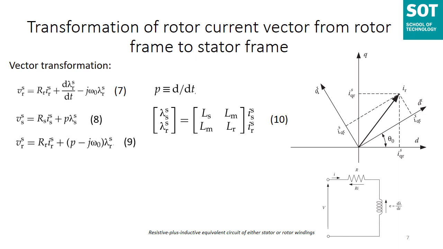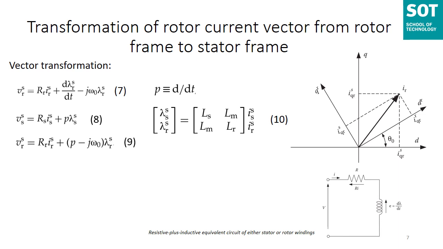Please do note and refer to the per phase equivalent circuit of the induction motor that we studied in the last class. LM will be the mutual inductance, LS will be the stator inductance calculated as the sum of the stator leakage inductance and the mutual inductance. LR is the rotor inductance calculated as the sum of the rotor leakage inductance and the mutual inductance.